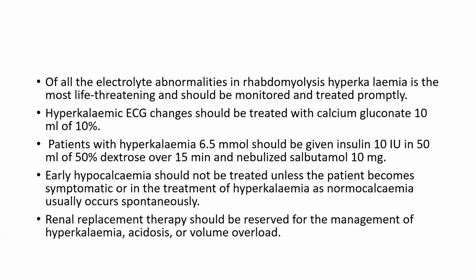Now the other electrolyte abnormalities in rhabdomyolysis. Among those electrolyte abnormalities, hyperkalemia is the most life-threatening, and it should be monitored and treated promptly. So hyperkalemic ECG changes should be treated with calcium gluconate, that is 10 ml of 10% concentration. Further, to reduce the level of potassium, we can give insulin plus dextrose and nebulized salbutamol. Hypocalcemia should not be treated unless the patient is symptomatic or in the presence of hyperkalemia, as normocalcemia usually occurs spontaneously. Renal replacement therapy should be reserved for the management of hyperkalemia, acidosis, and volume overload.